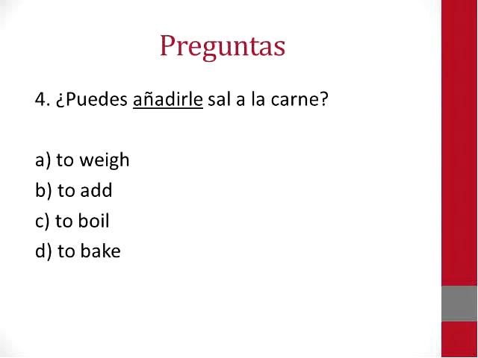Okay, another question. ¿Puedes añadirle sal a la carne? What is it asking? Añadirle. To add. Can you add sal a la carne? What's sal? Salt. Carne. Yes. So can you add salt to the meat? So añadirle is equivalent to which one of these did you say? B? Yes, to add.